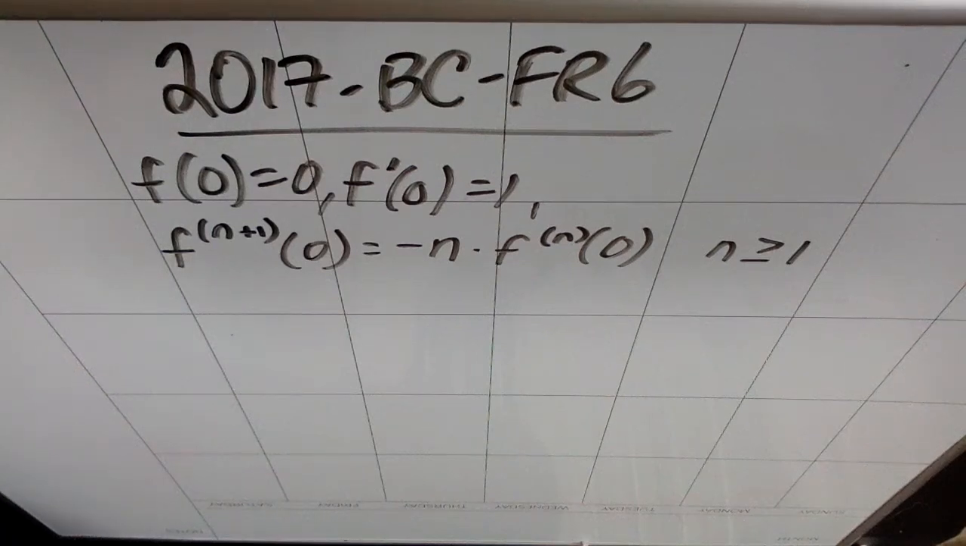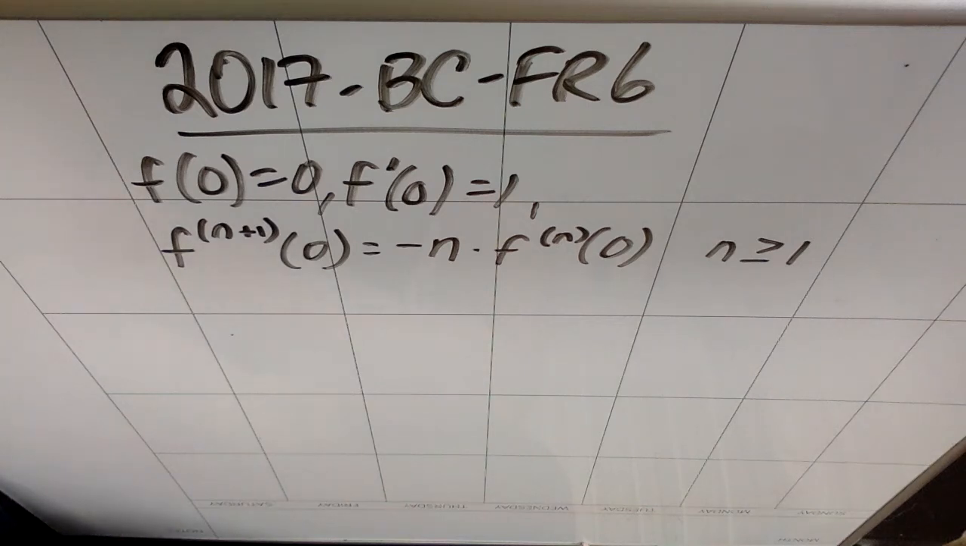So we are back at AP Review. This is 2017 BC FR6. We are given that f of 0 is 0 and f prime of 0 is 1. We're then given an explicit formula to find the n plus 1th derivative at 0. It is negative n times the nth derivative evaluated at 0 for all n values greater than or equal to 1. Cool. A function f has a derivative of all orders for x values between -1 and 1 exclusively.